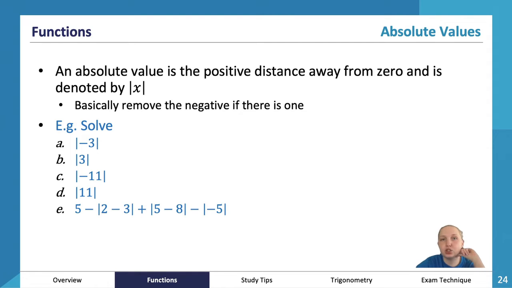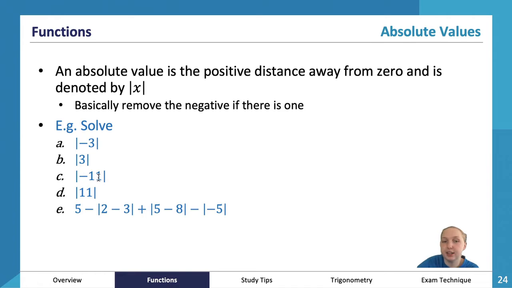Yeah, so it's pretty much just the distance away from 0 that something is, disregarding the fact that it's moving in the positive or the negative direction. It's just like the absolute positive distance away from 0. So I'll quickly go through these. So essentially the absolute value of negative 3 is just 3, because essentially we're just removing the negative. The absolute value of 3 is just 3.